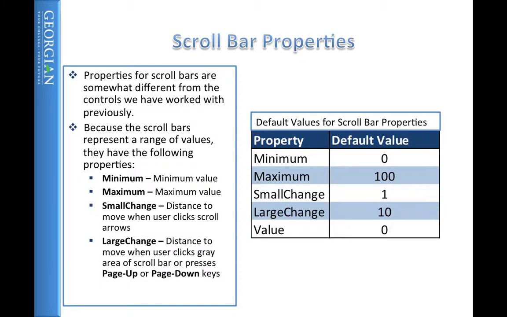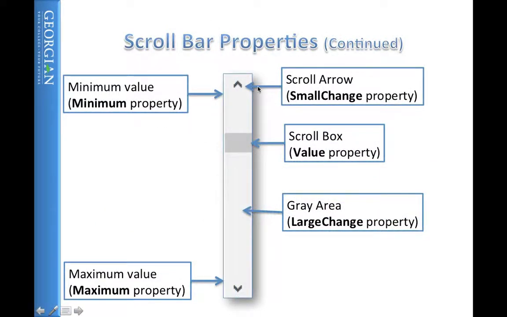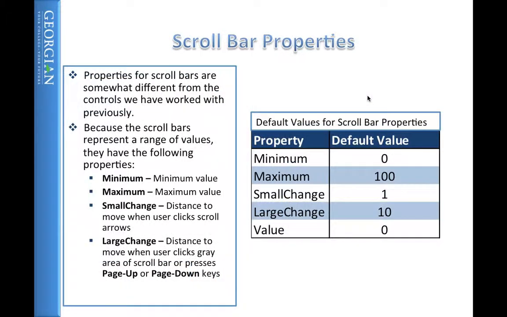And again, if you click on the scroll bar itself, for example, if I touch the top arrow, and this is how they work, right? You'll affect the small change property, which by default is 1. So it'll go by 1 at a time. You can of course adjust those values by changing the properties for the scroll bars, right?